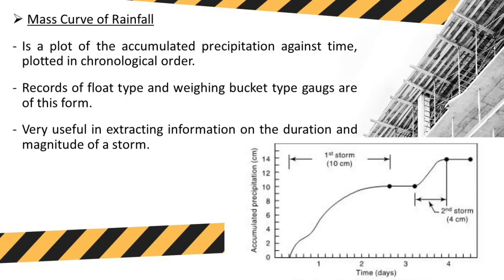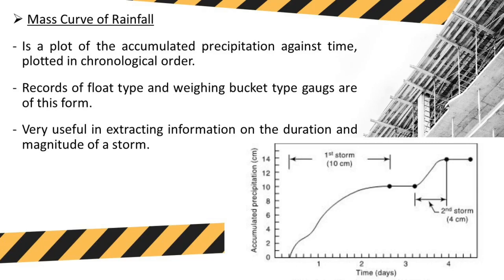So one of the most commonly used methods is the mass curve of rainfall. The mass curve of rainfall is a plot of the accumulated precipitation against time plotted in chronological order. Records of float type and weighing bucket type gauges are of this form. Mass curves of rainfall are very useful in extracting the information on the duration and magnitude of a storm. Also, intensities at various time intervals in a storm can be obtained by the slope of the curve.